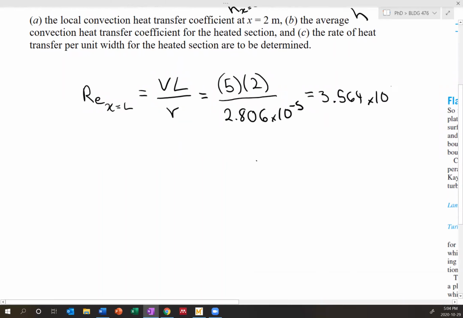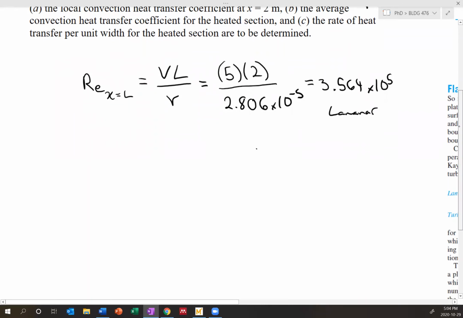3.564 times 10 to the 5. So once again, we have laminar flow, so we just use the equations for laminar flow.